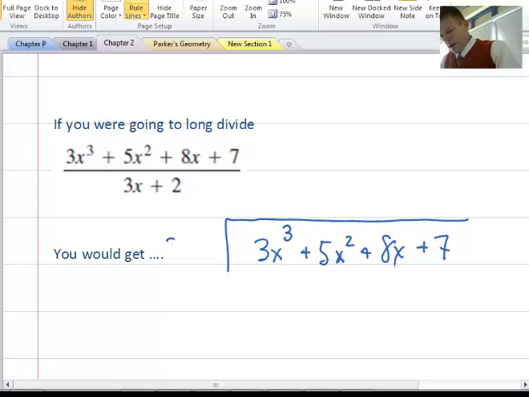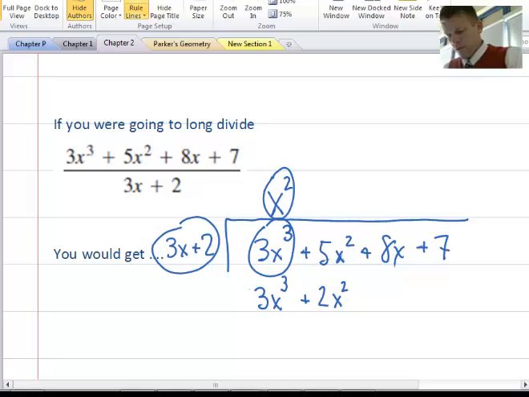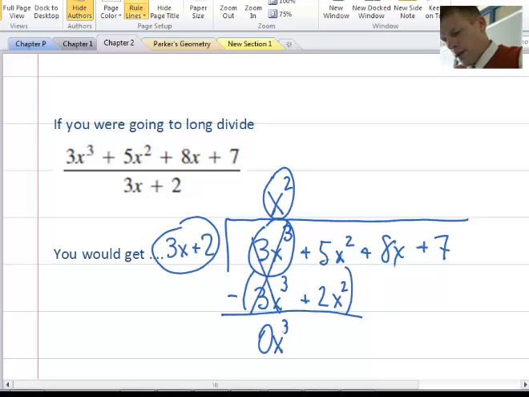When we do the long division, I'm going to put the divisor out to the left, and I try to think, what do I multiply 3x by to get 3x cubed? The answer would be x squared. So in doing long division, I multiply x squared by 3x plus 2, and I get 3x cubed, so my terms match, plus 2x squared. Now you have to remember that when we put that underneath, we're actually subtracting the whole quantity.